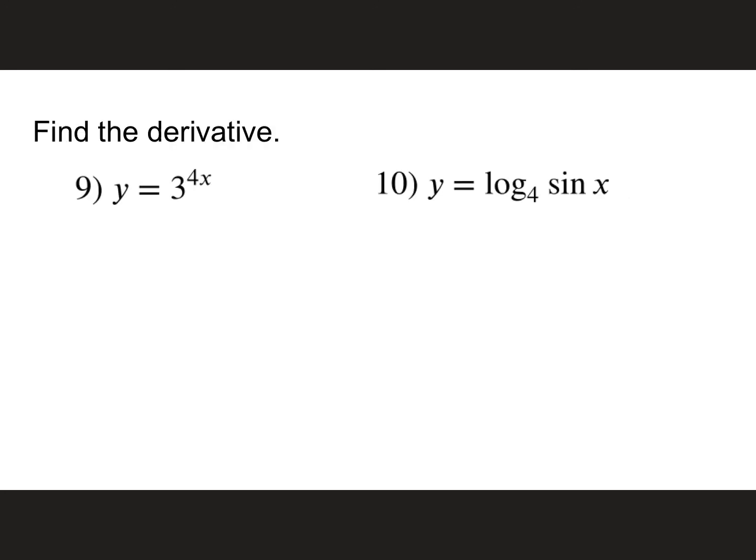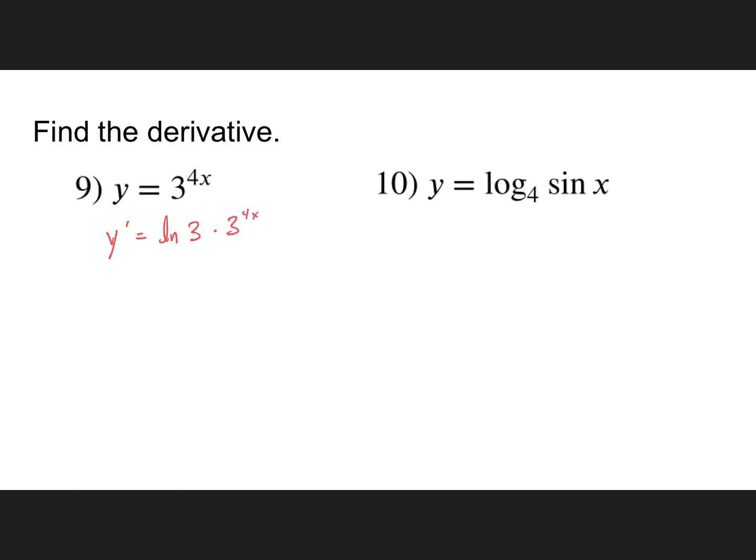Let's take a look at 2 problems that deal with those new rules we just came up with. So y equals 3 to the 4x, that's number 9. So if we're going to find the derivative of this, let's see here. Based upon what that said, it was the natural log of a. Okay, so a is 3 in this problem. So it's the natural log of 3 times 3 to the 4x, right?